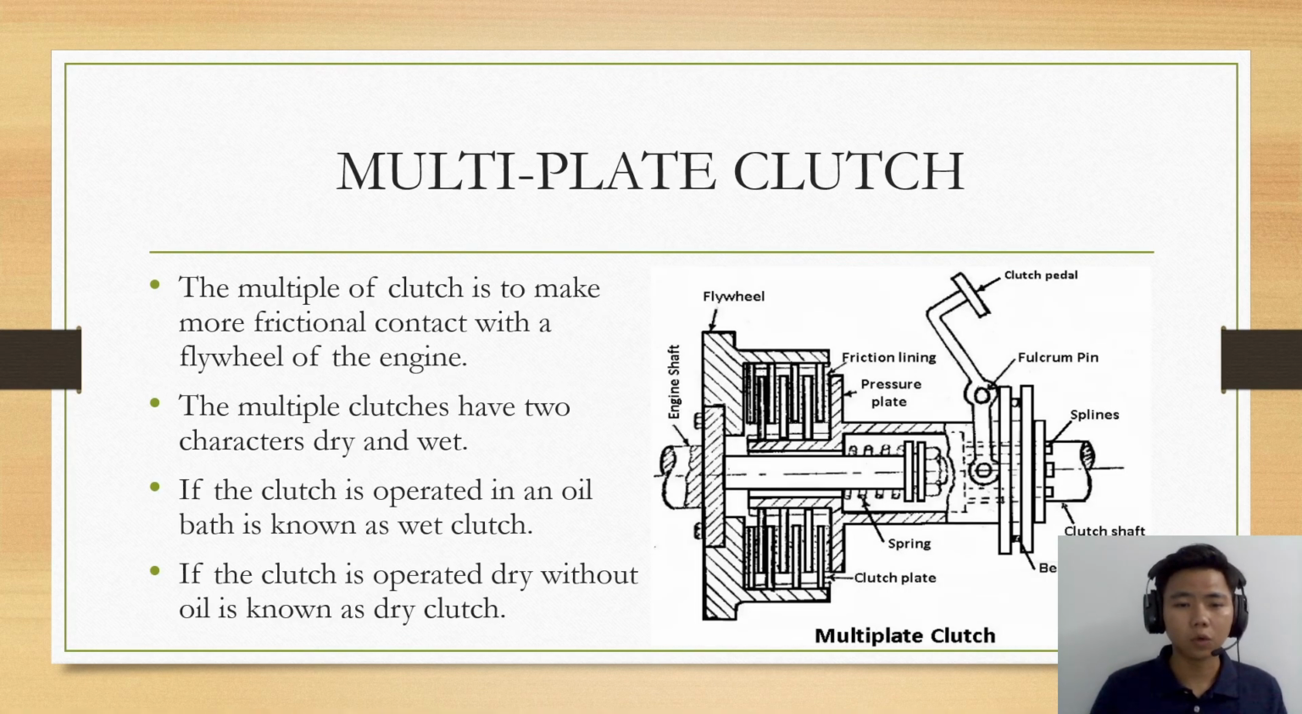Next, we have the multi-plate clutch. The multiple plate clutch makes more frictional contact with the flywheel of the engine. The multiple plate clutch has two types, dry and wet. If the clutch is operated in an oil bath, it is known as a wet clutch. If the clutch is operated dry without oil, it is known as a dry clutch.